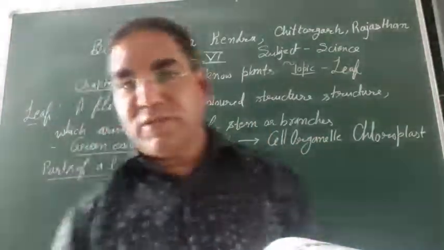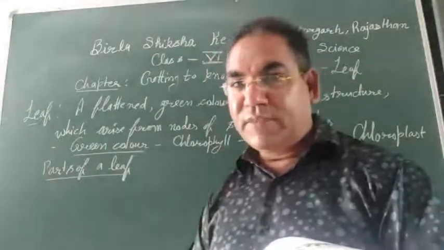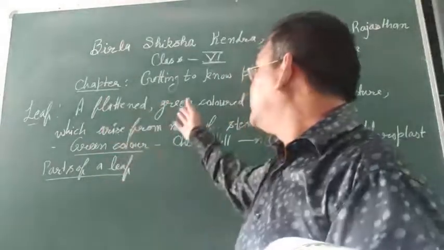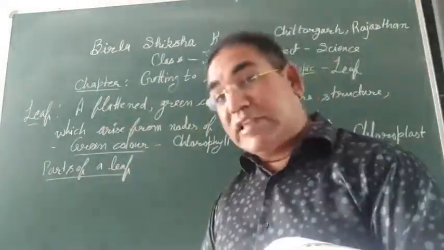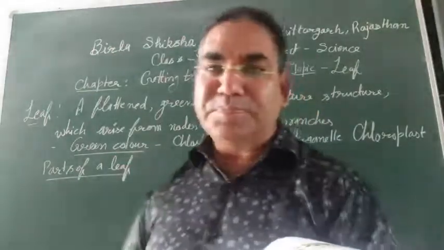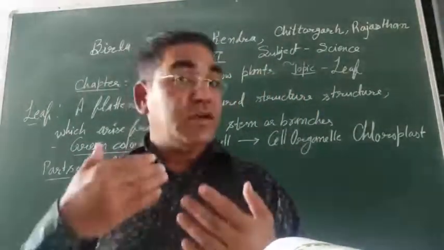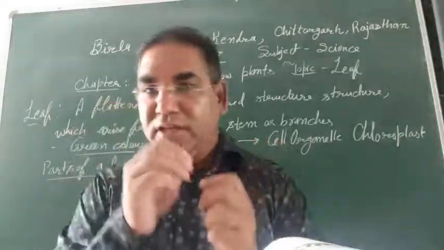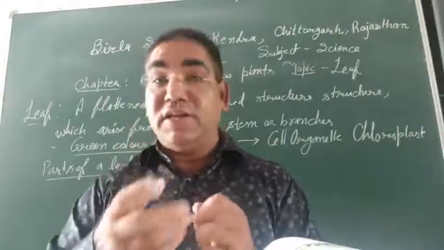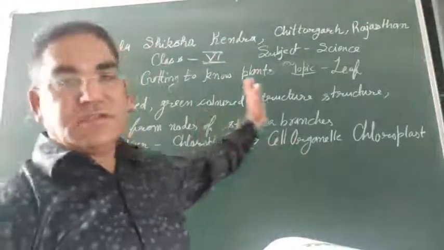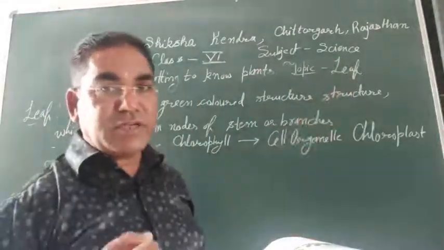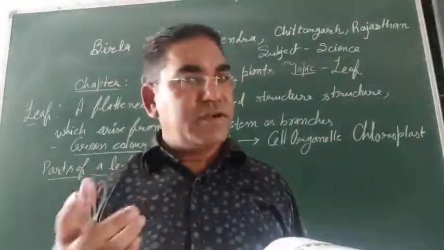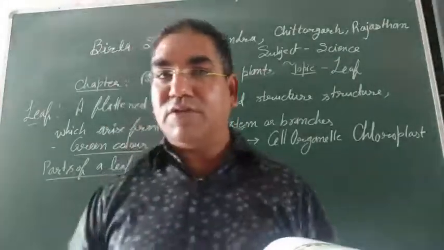How will you define a leaf? The flattened green colored structures which arise from the nodes of the stem or branches are known as leaf. Now we are going to discuss the parts of a leaf.